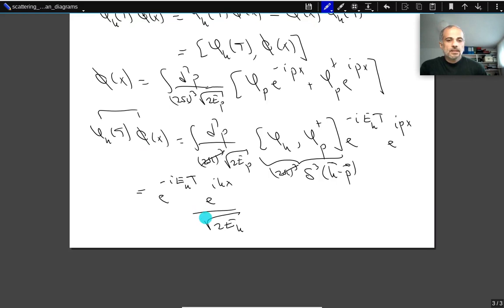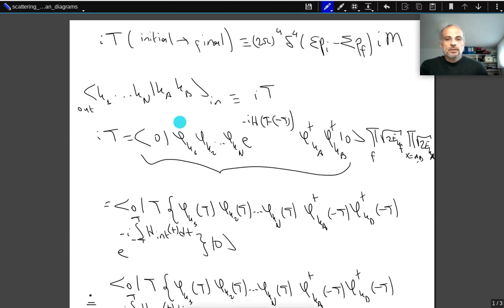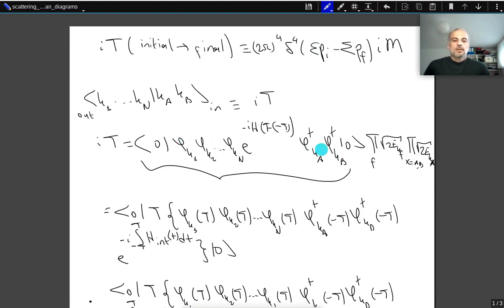Keep in mind that we also have another 1 over square root of 2 e_k for each of the phi k operators. So if you go back to our initial matrix element over here, contraction of these fields brought us 1 over square root of 2 e_ka and 1 over square root of 2 e_kb, and they cancel this one. And the contraction of these brought us 1 over square root of 2 e_kf for each one of these k1 to kn, and they cancel this one. So eventually these factors all cancel.